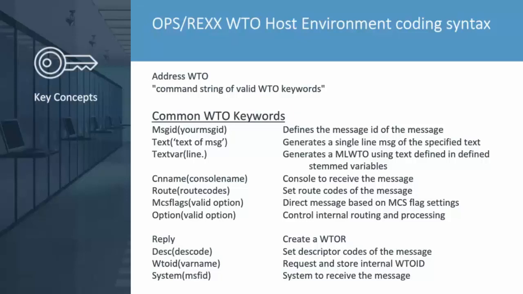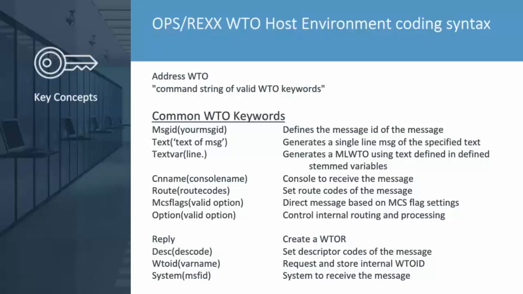The option keyword allows you to control internal OPS-MVS routing and processing, such as an option B to send the message to the ops log only, or an option C to cause this new message not to be subject to OPS-MVS message rules.